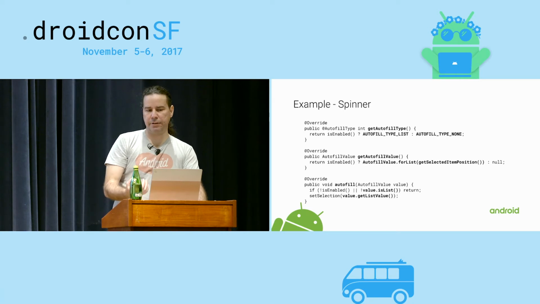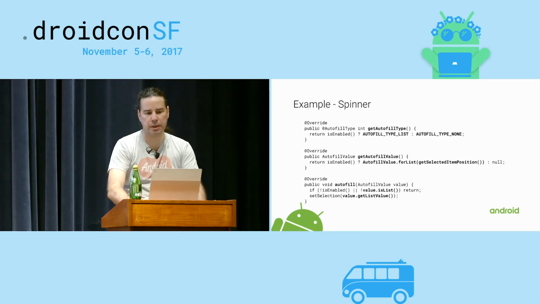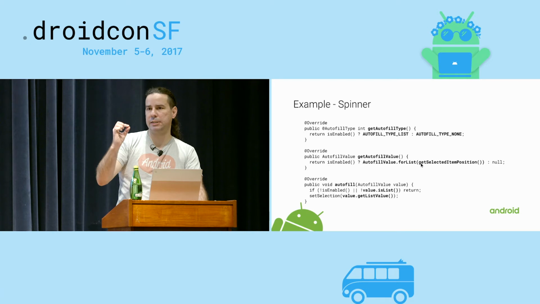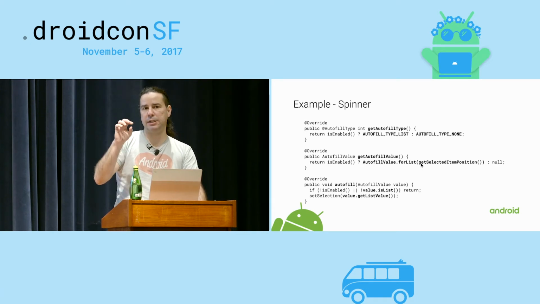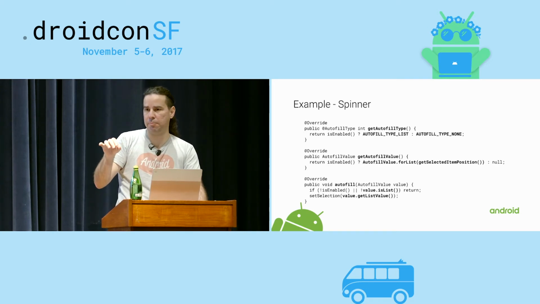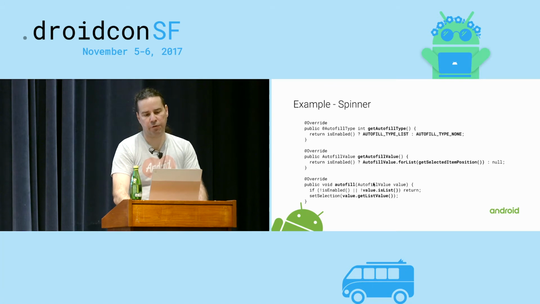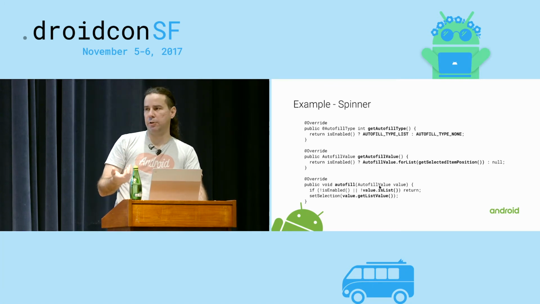Now let's see a slightly different case, which is a spinner. A spinner is a UI where the user doesn't type text, but rather selects a value from a list of values. In that case, the autofill type is a list, and the autofill value is going to be an index that says here is the selected item on my list. And similarly, when the autofill service sends a value to you, it will be sending the index, and then you need to update your data structure internally with that value.